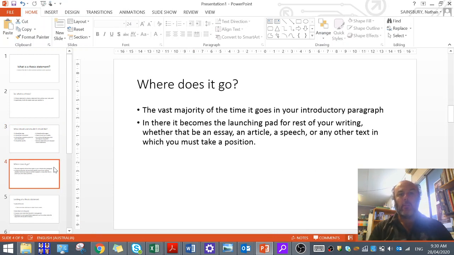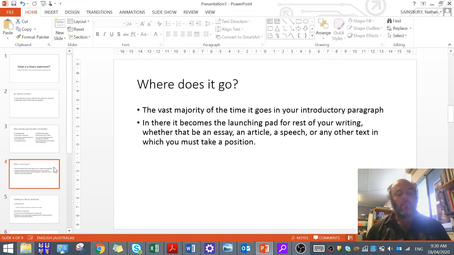So where does it go? The vast majority of the time it goes into your introductory paragraph. There are a couple of exceptions to that. There are other ways to go about it, but the vast majority of the time, it's in your introductory paragraph. That might look a bit different, particularly if you're doing a feature article or something, but somewhere in there is an introductory paragraph, and that is where your thesis statement goes.